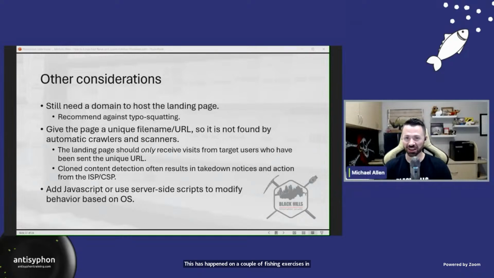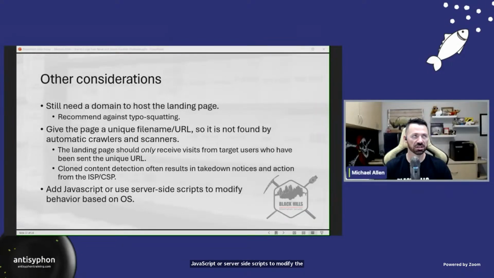Not to let landing pages be just exposed where a scanner or something could find it. So if you just give it a unique file name or URL, that's usually enough to keep a random scanner from finding it, as long as it's not one that will be guessed. No index.html, no admin.html. And then the last recommendation I got here is to use JavaScript or server-side scripts to modify the behavior based on operating system of the visitor.